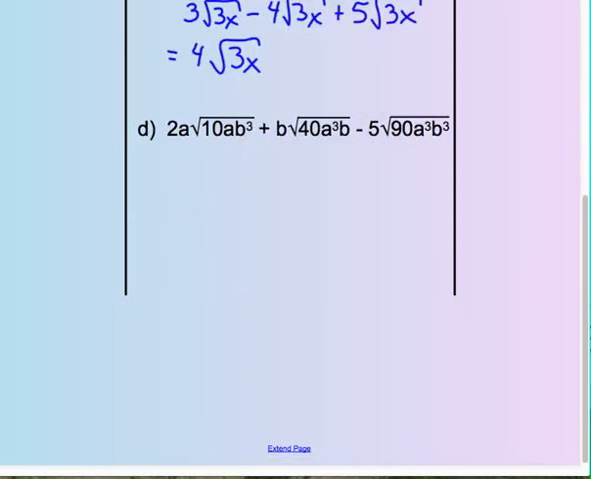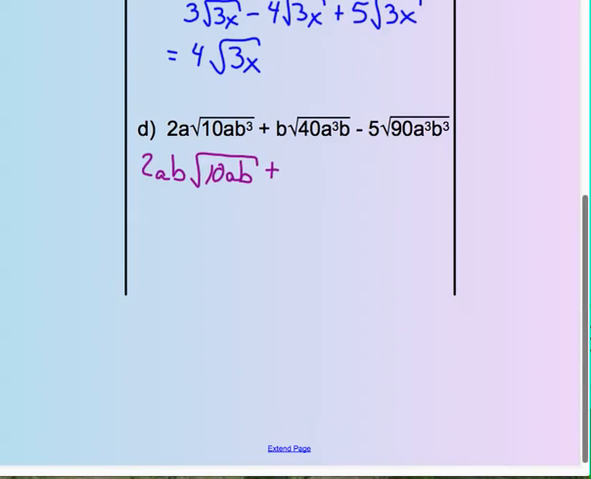Finally, part D. Again, simplifying under the radical. We have 10 does not have a perfect square factor. A is not a perfect square, so we're just going to simplify our b cubed by pulling out a b. And there will be one b left over under the radical.